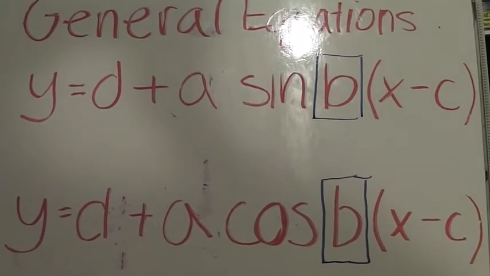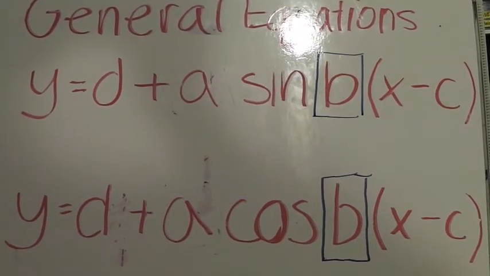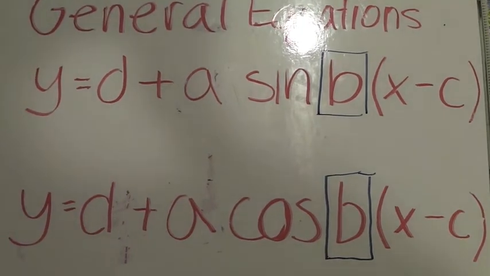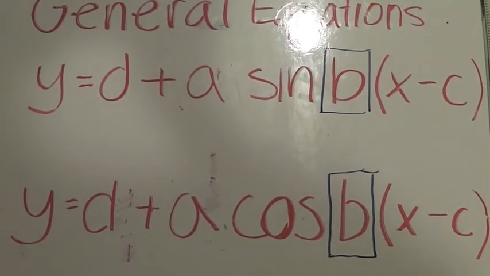B is used to find the period of the function. You can find it by doing 2 pi over b.